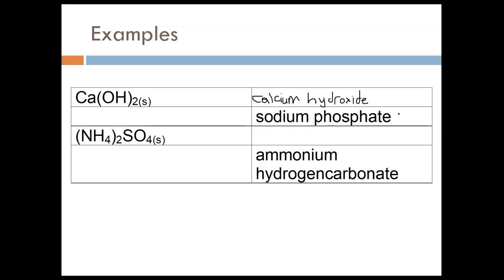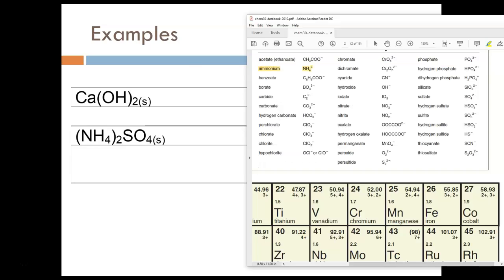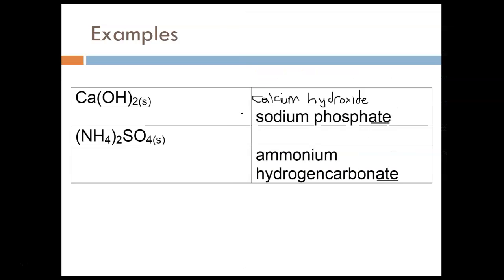Sodium phosphate. So whenever you see an ATE at the end of a name in a chemical formula, in an IUPAC name, that's usually an indication that you're dealing with a polyatomic. So phosphate, we already found, is up here, okay? And we know it has a 3- charge. So we've got sodium that has a 1+ charge, phosphate, which is PO4, and it has a 3- charge.